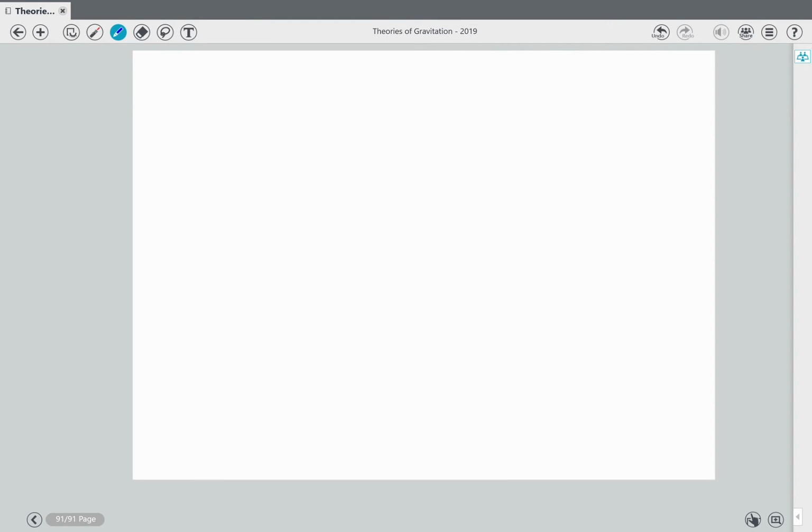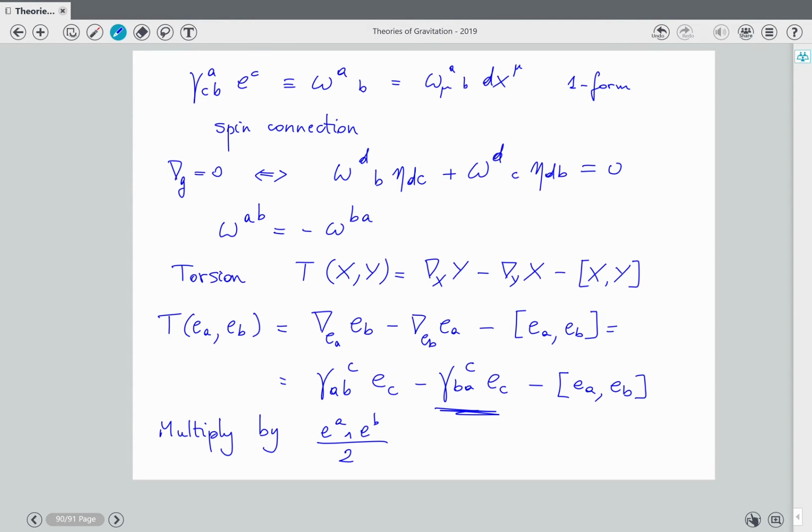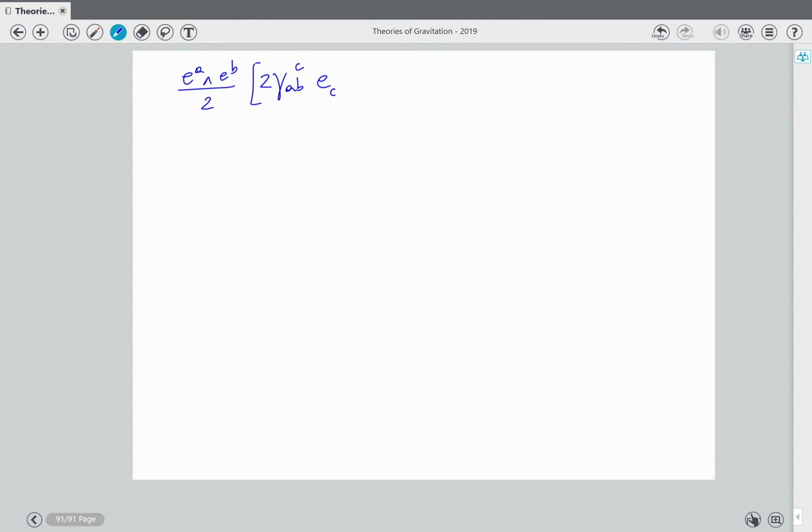So we have EA, EB divided by 2. Then we copy gamma ABC E subscript C. But this will give the same contribution because now we have multiplied by something that's anti-symmetric in A and B. So we get a 2 there, minus EAEB. And that also gives twice the same contribution because we are multiplying by something that's anti-symmetric, so we don't need to anti-symmetrize again.